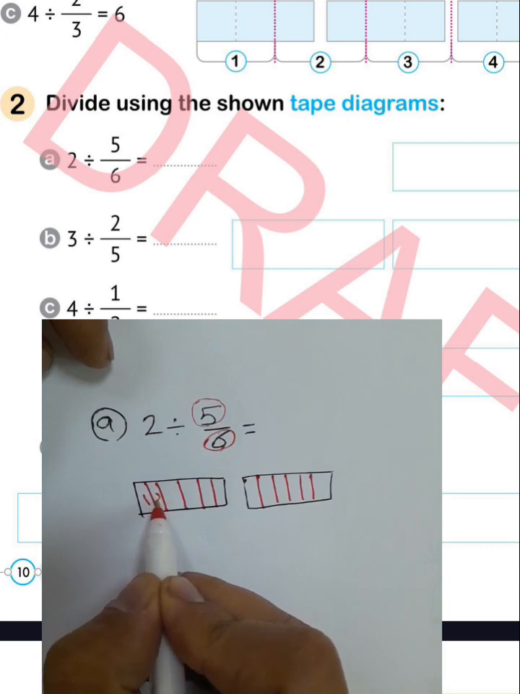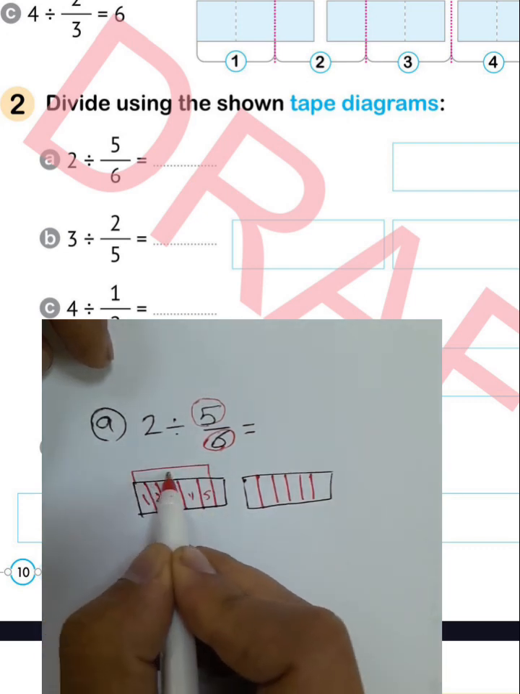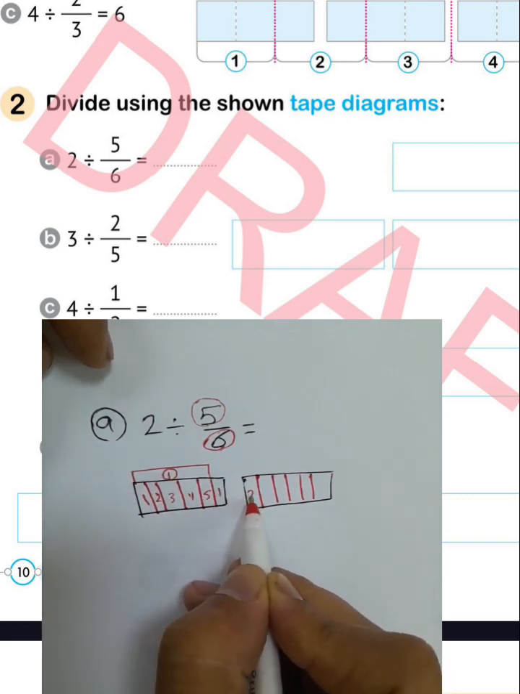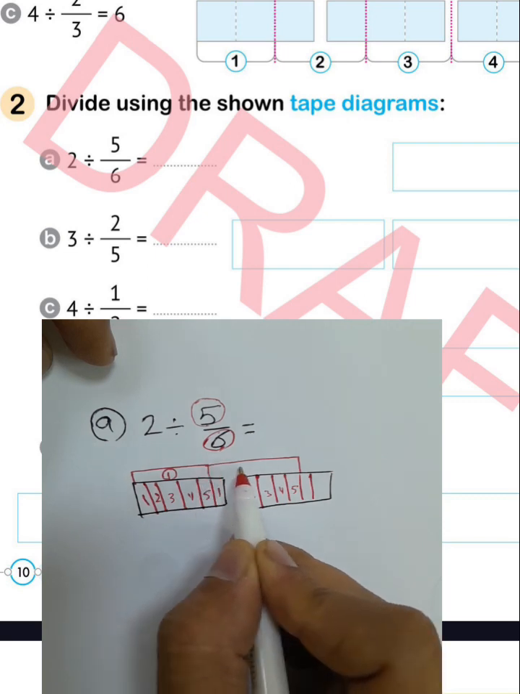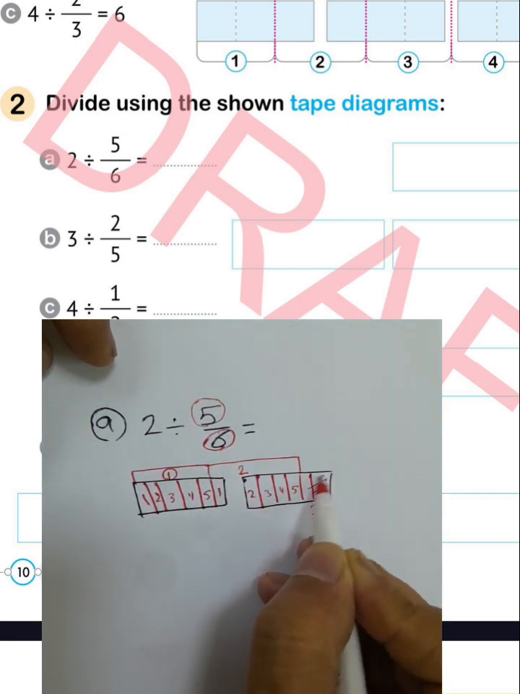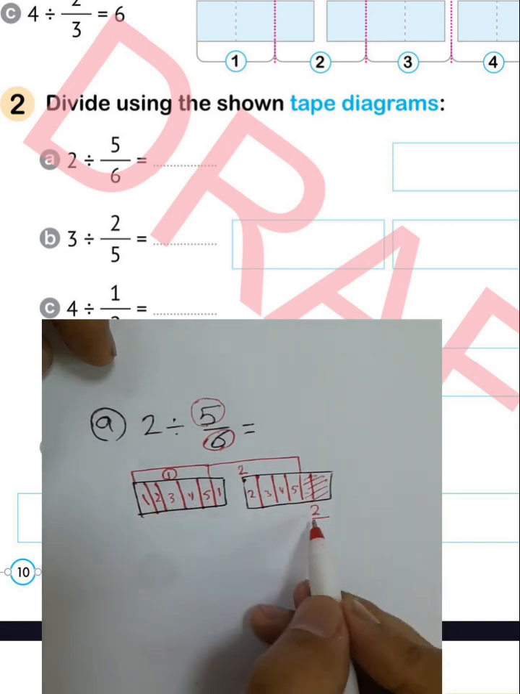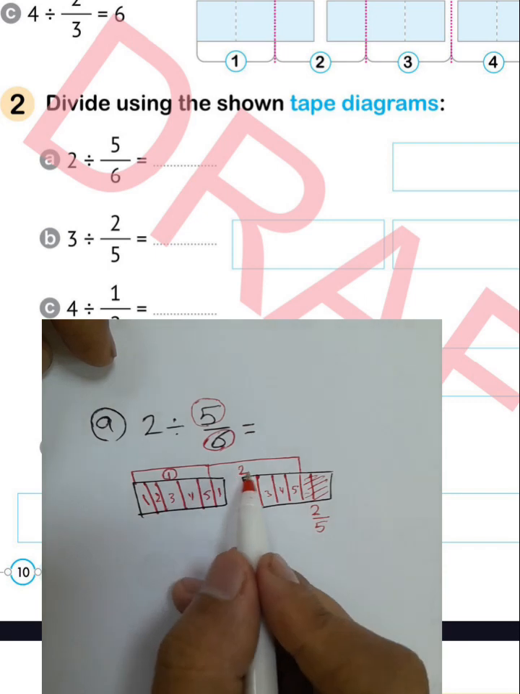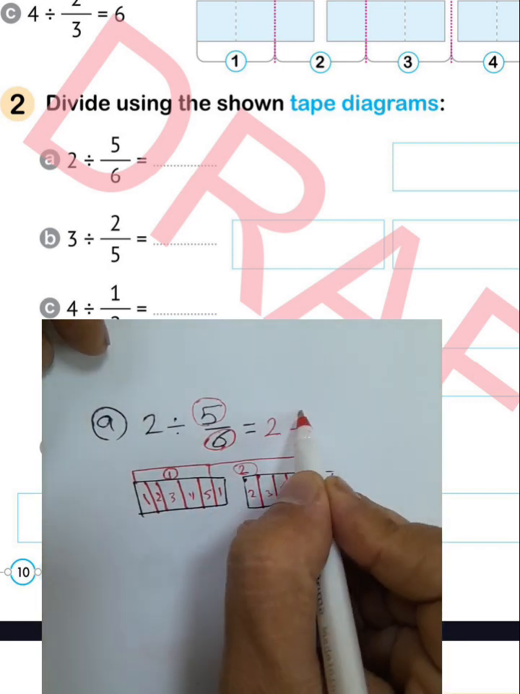1, 2, 3, 4, 5. It's the first group. 1, 2, 3, 4, and 5. Second group. And the remainder is two parts, remainder from 1, 2, 3, 4, 5. And we have two groups. Then the result will be 2 groups and 2/5.